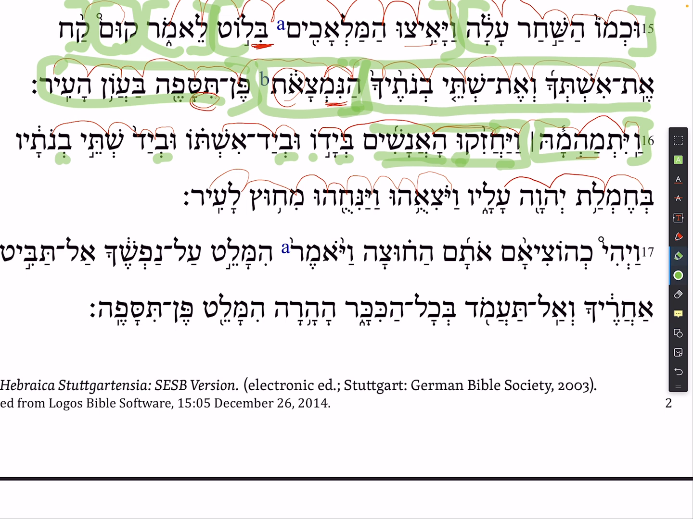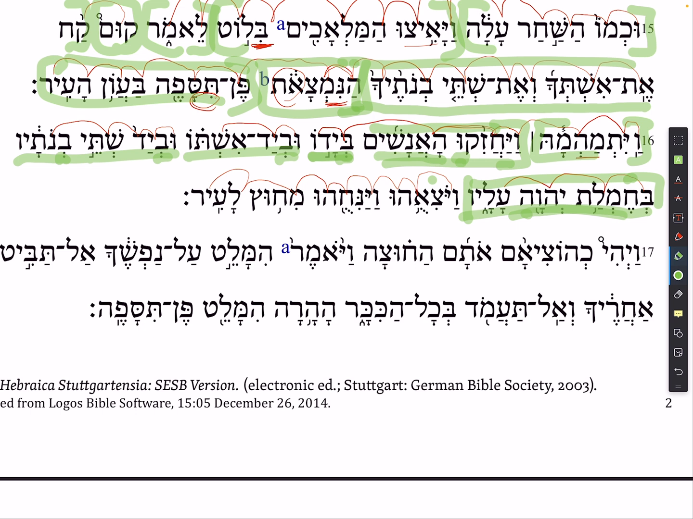And the man grabbed his hand, that's the hand of Lot, and the hand of his wife, and the hand of the two of his daughters, in the mercy of Yahweh. So mercy, Yahweh has mercy over him. That's why they grabbed him. So the rough action of the messengers is an act of mercy or grace.